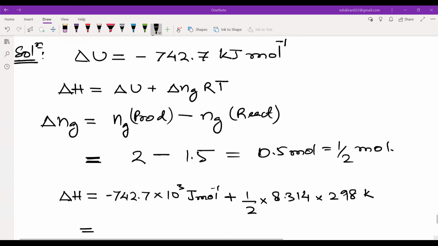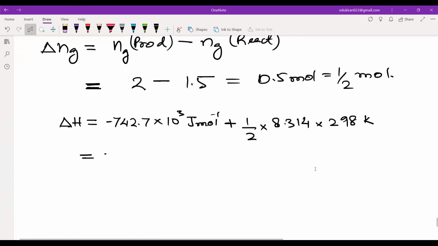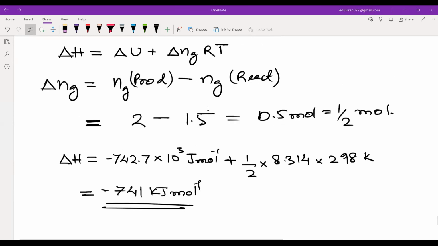Okay. So you will get the answer approximately equal to minus 741 kilojoule per mole. Okay. You calculate this. Write this down. Let me know if you're done. Okay, writing this.